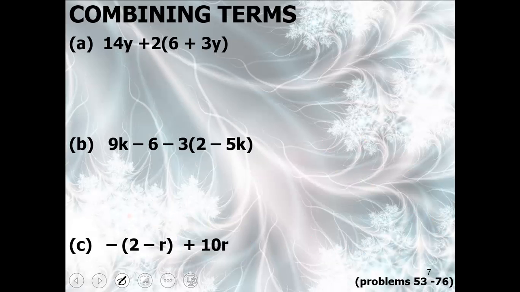All right, now it can get more complicated. You may have to distribute before you combine your like terms. So you want to make sure you do that. So I see a parenthesis and a number sitting out in front of it, so I'm going to use distribution. And I get 14 plus 12 plus 6y. Now I start looking for like things. 14 and 12 are both constants, so I can combine them. And I get 26 plus 6y.